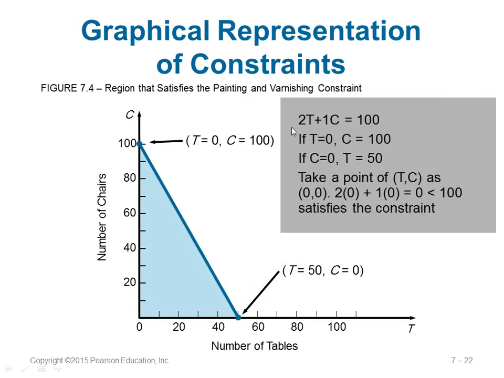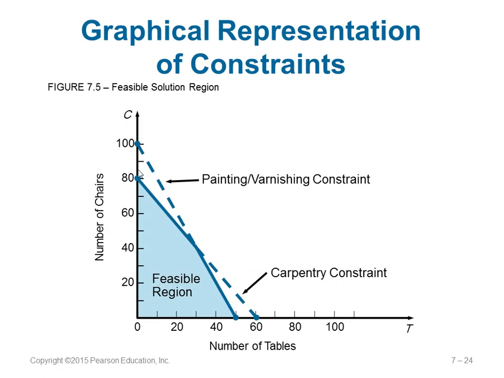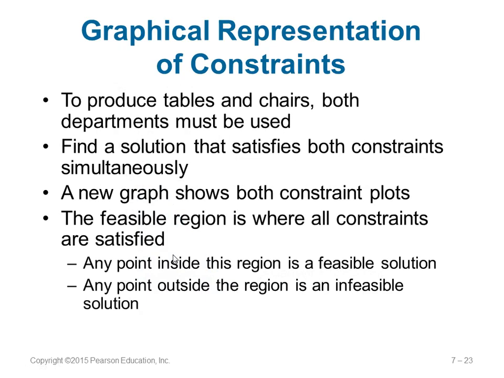Take the next equation, 2T plus 1C equal to 100, represent that one also. And also note what is the feasible region. Because it is less than or equal to, the line and below the line is the feasible region. Now we have 2 representations, 2 lines now. So you can represent both of them in a graph. So this is your carpentry constraint, this is your painting and varnishing constraint. Remember, we need to satisfy both the constraints. So that means this is the area that is the feasible region. Because this part satisfies the painting and varnishing, but it does not satisfy the carpentry. Similarly, this area satisfies the carpentry, but not painting and varnishing. So this is not included, this is not included. So this is the feasible region, which satisfies both the constraints.